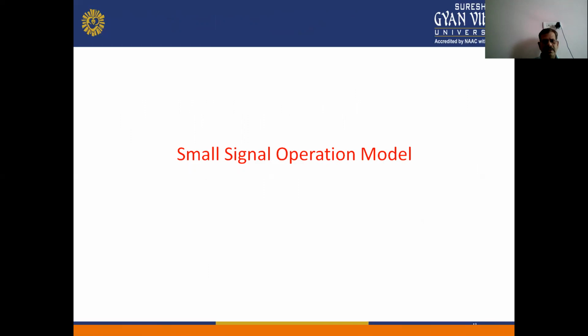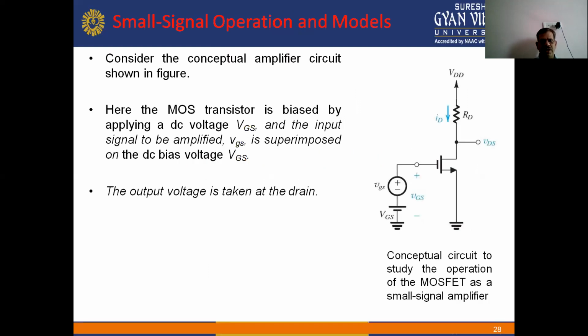Next topic is the small signal operation and model for the MOSFET device. In small signal operation and models for the MOSFET device, we consider the conceptual amplifier circuit as shown in this figure. This is a conceptual circuit to study the operation of the MOSFET as a small signal amplifier. Here the MOS transistor is biased by applying a DC voltage VGS, and the input signal to be amplified, vgs, is superimposed on the DC bias voltage VGS. The output voltage is taken at the drain in this figure.